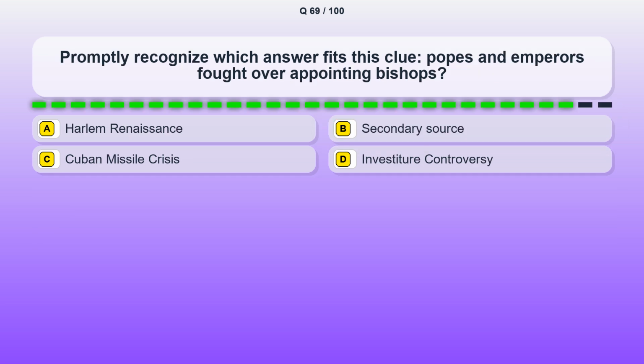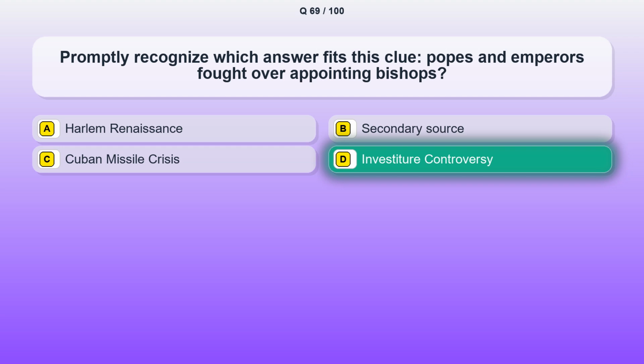Question 69. Promptly recognize which answer fits this clue. Popes and emperors fought over appointing bishops? Option A, Harlem Renaissance. Option B, secondary source. Option C, Cuban Missile Crisis. Option D, investiture controversy.